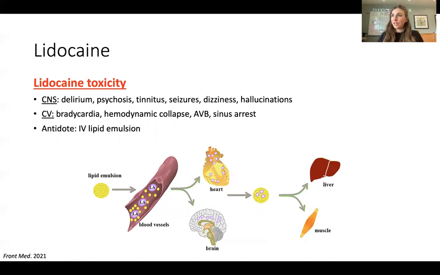Interestingly enough, we did have a patient in our cardiac ICU who was admitted with a supratherapeutic level of 12, where our reference range is about 1 to 6, and they were symptomatic. In that circumstance, the antidote to lidocaine toxicity is an IV lipid emulsion. Lidocaine is a highly lipophilic local anesthetic, so the lipid emulsion binds that molecule, pulls it out of the offending areas like your heart and your brain, creates a complex, and sends it to the liver and the muscle to get metabolized and excreted.